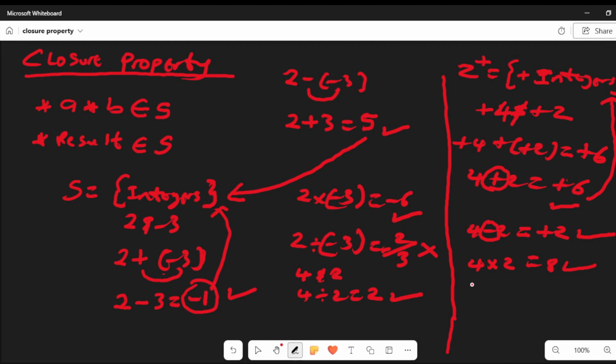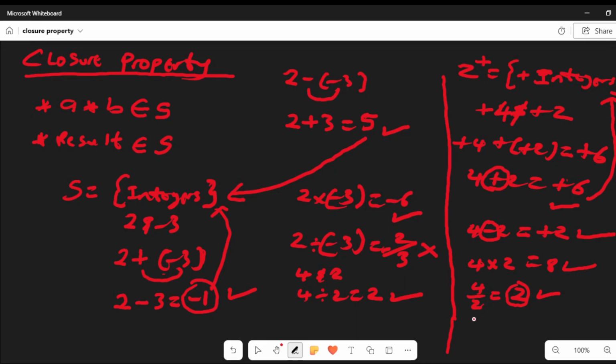What about division? 4 divided by 2 is 2. Yes, set Z plus is also closed here because the result that we get here, which is 2, is a positive integer. So it's a member of set Z plus. So therefore set Z plus is closed under division in this operation 4 divided by 2.